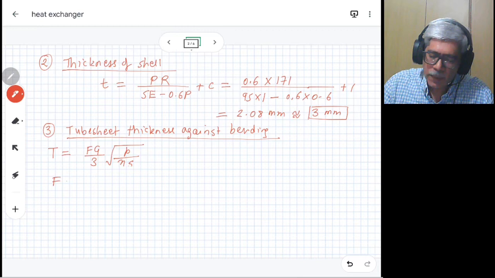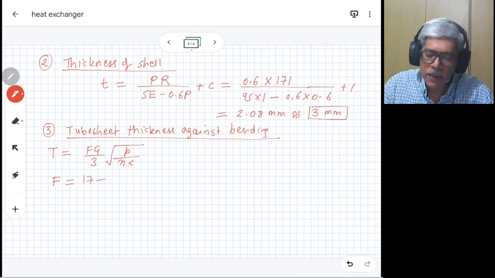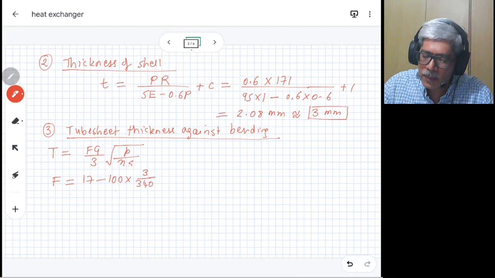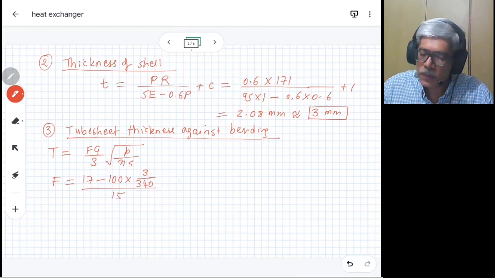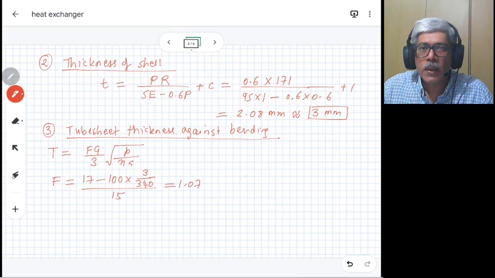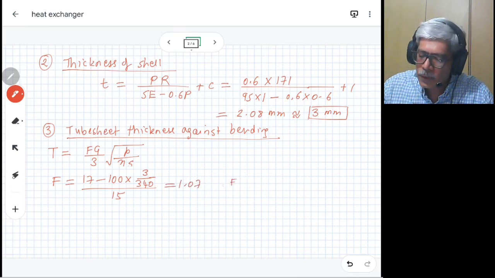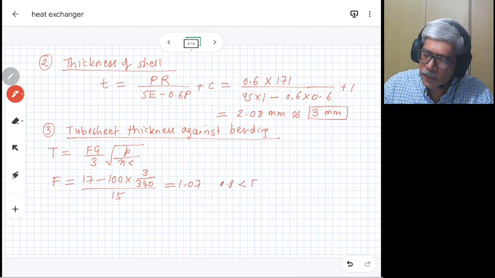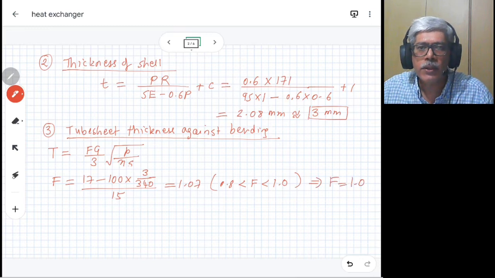So let's calculate the factor F. Factor F would be given as 17 minus 100 times T by D divided by 15. So that comes out to be 1.07. Again, the factor F should be between 0.8 and 1.0. So since factor F has to be between 0.8 and 1.0, this implies F for our case will be equal to 1.0.